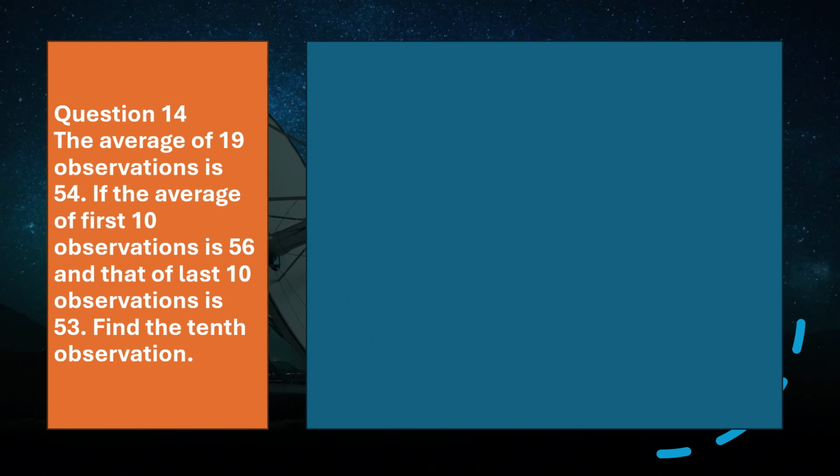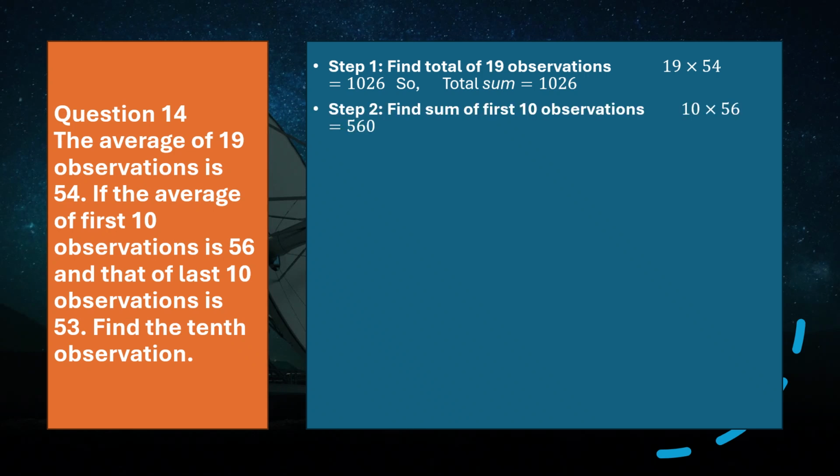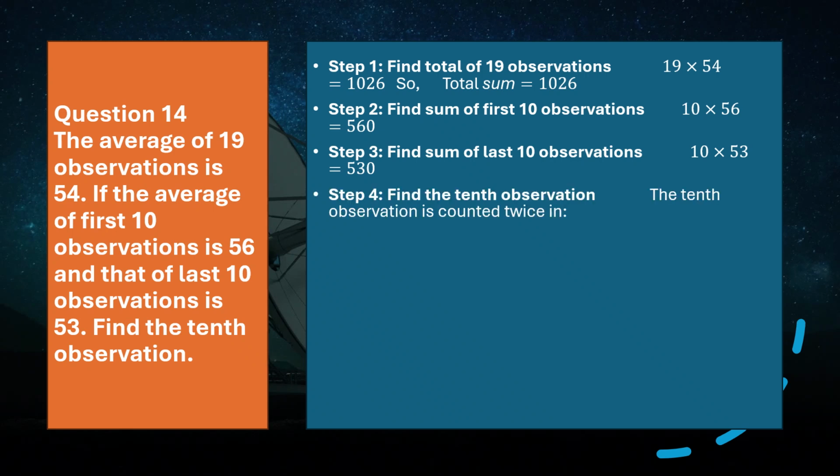The average of 19 observations is 54. If the average of the first 10 observations is 56 and that of the last 10 observations is 53, find the 10th observation. Now find the total of the 19 observations. So 19 into 54 will give you 1026. So the total sum is 1026. Find the sum of the first 10 observations, which is again given. So 10 into 56 will give you 560. Then the sum of the last 10 observations, where the average is given as 53. So again multiply with 10, 10 into 53. Now find the 10th observation.